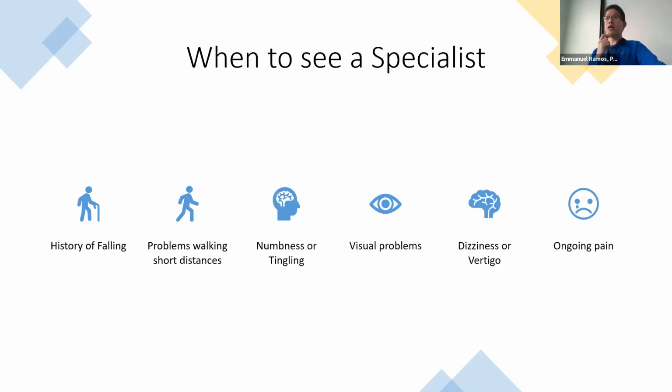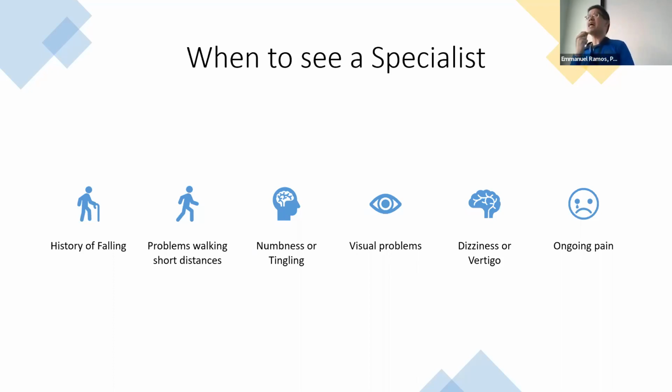Number 3, numbness or tingling. If you have numbness or tingling, definitely see a neurologist, because it could be due to a lot of things. The first thing I can think of is diabetic neuropathy, right? Because of diabetes, you lose some sensation of the toes, the foot, the heel. And what also happens is you get pressure sores, wounds on the bottom of your heel that you're not even aware of because you don't feel it.